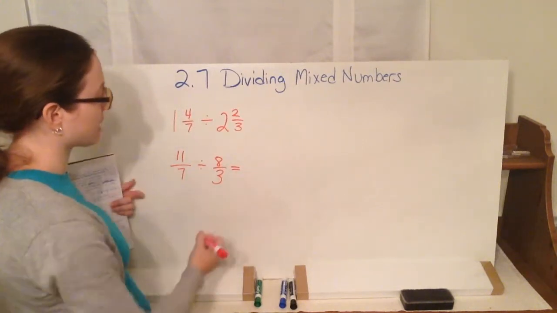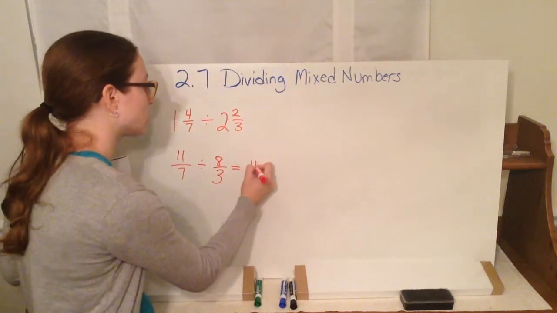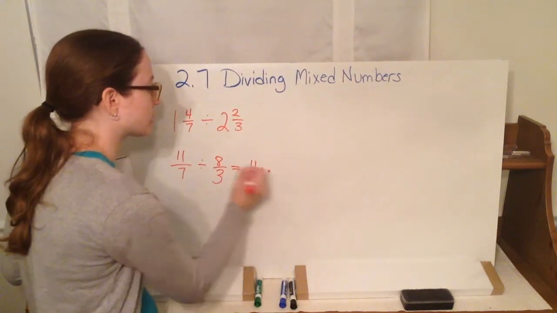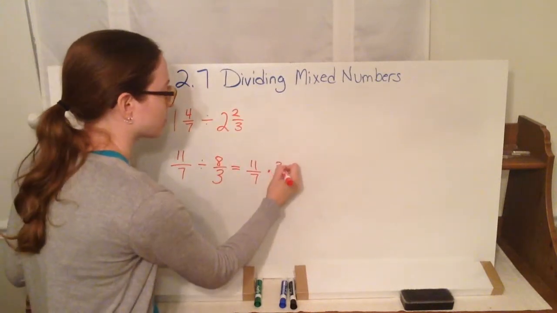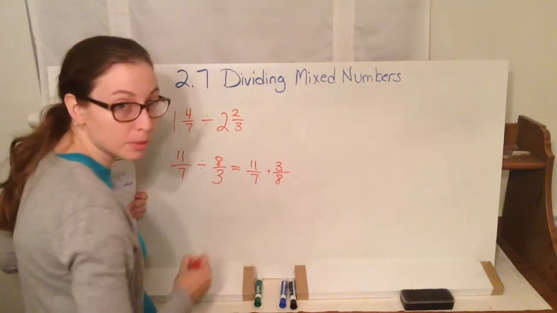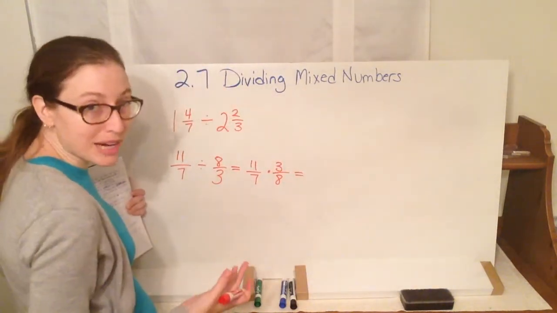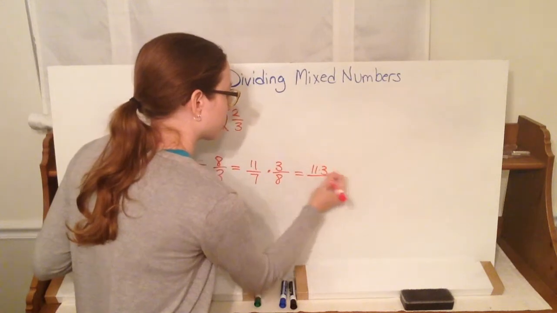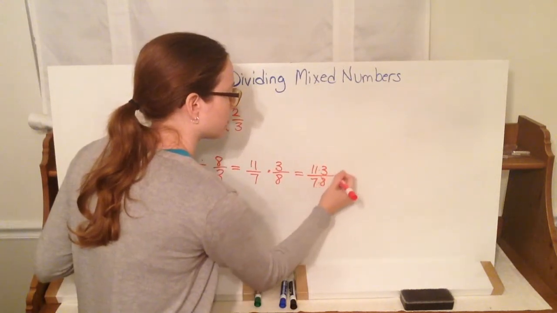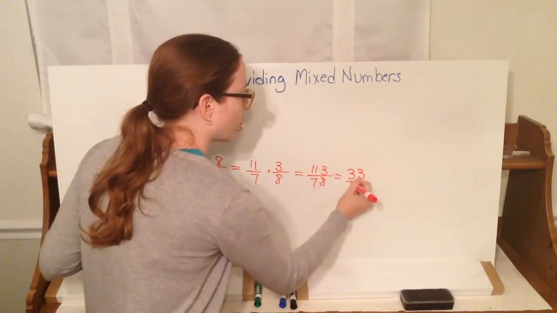Hopefully you remember from the last video that in order to do this, we will multiply by the reciprocal of the second fraction, which means its flipped form. The bottom's the top, and the top is the bottom now. Once we do this, multiplying is a breeze. 11 times 3 is on the top. 7 times 8 is on the bottom. And we get 33 over 56.